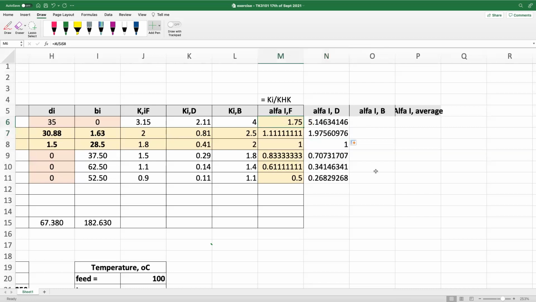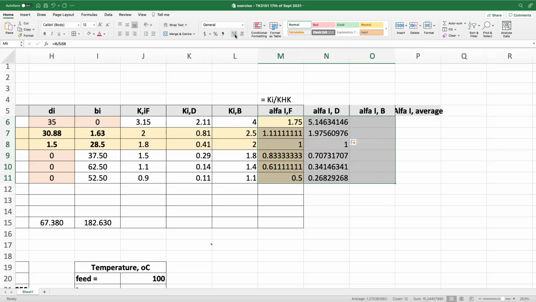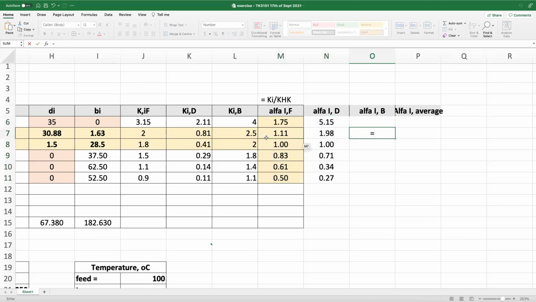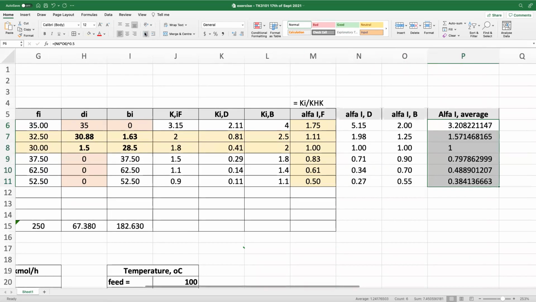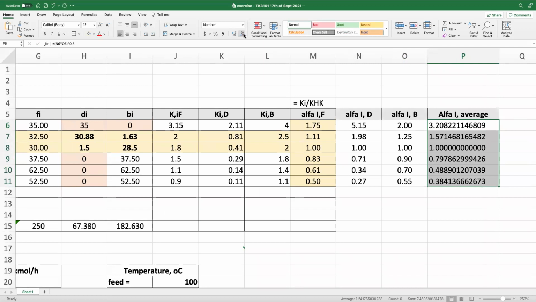And also alpha in the bottom. Make it easier. Alpha in the bottom is K in the bottom divided by the heavy key, HK in the bottom. Divide all of them. And alpha average is actually alpha in the distillate multiplied by alpha in the bottom, and then you take the square root. There, that is your alpha average.